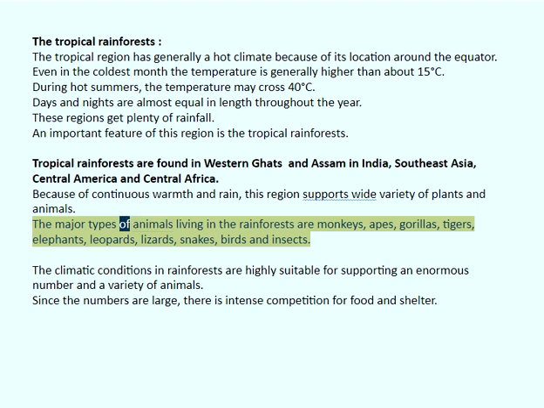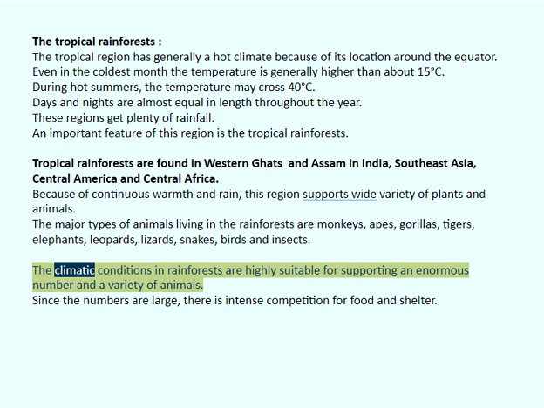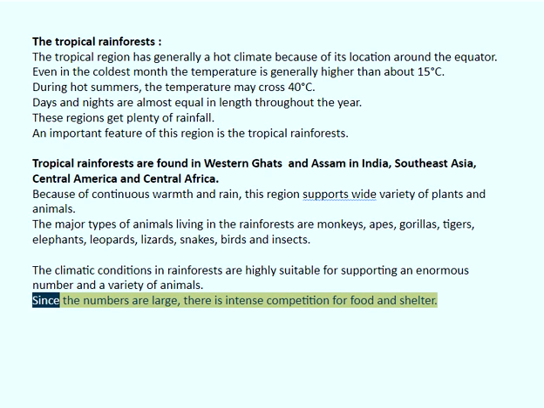The major types of animals living in the rainforests are monkeys, apes, gorillas, tigers, elephants, leopards, lizards, snakes, birds and insects. The climatic conditions in rainforests are highly suitable for supporting an enormous number and a variety of animals. Since the numbers are large, there is intense competition for food and shelter.